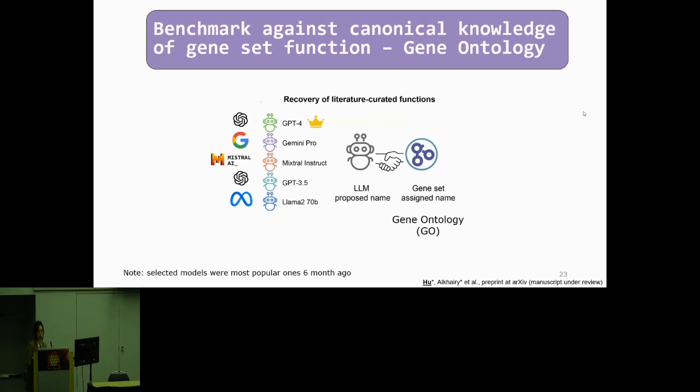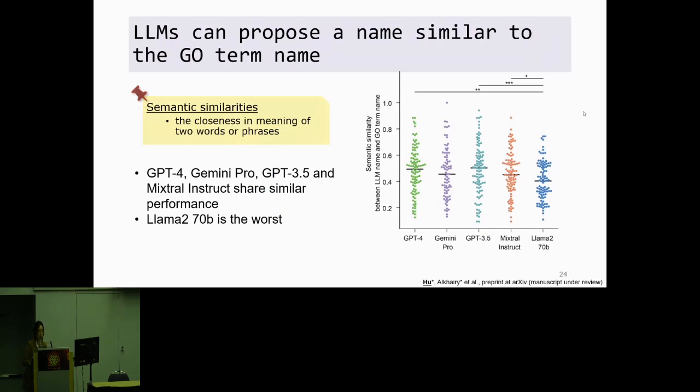Our first approach is to evaluate whether the LLM can recover known knowledge. To do that, we benchmark its output against canonical knowledge from gene ontology. And I believe a lot of you already know that gene ontology is a database of gene sets with human curated names. So we gave the LLM the same gene sets from GO and evaluated how much the names they propose align with the known knowledge, that is, the GO term name. The metric we use is called semantic similarity. This evaluates the conceptual closeness between words or phrases, not just the exact match.